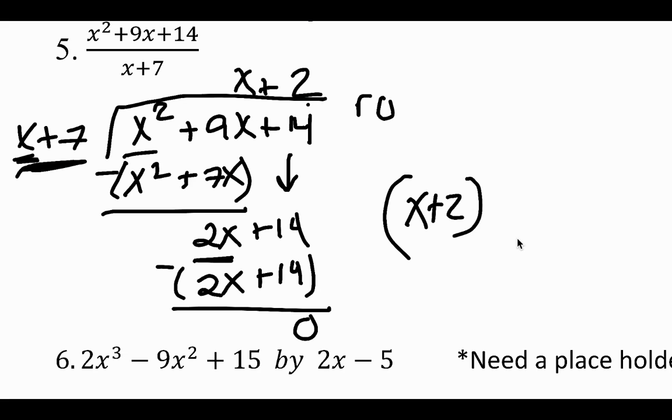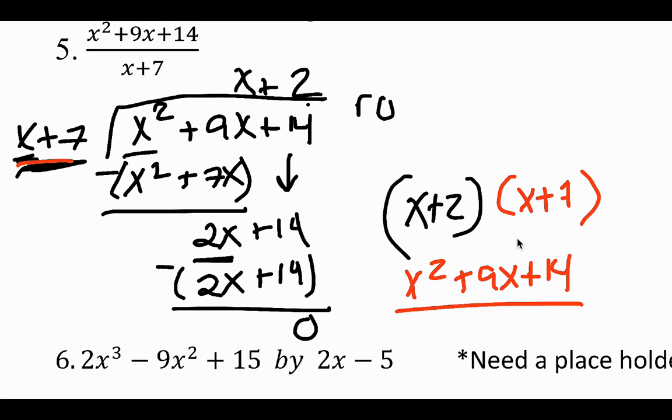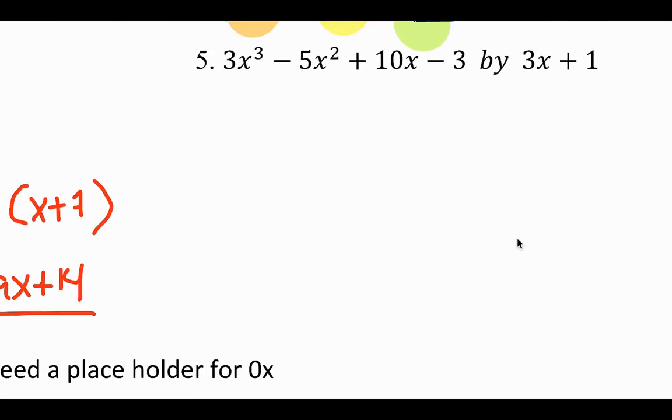And that makes sense, right? Because look, if I got x plus 2 as my answer, I was dividing by x plus 7. If I were to FOIL this out, I get x squared plus 9x plus 14. And therefore, I proved my division. Because division is just the inverse of multiplying, right? Okay. But what if it doesn't go in perfectly? What if we have a remainder?